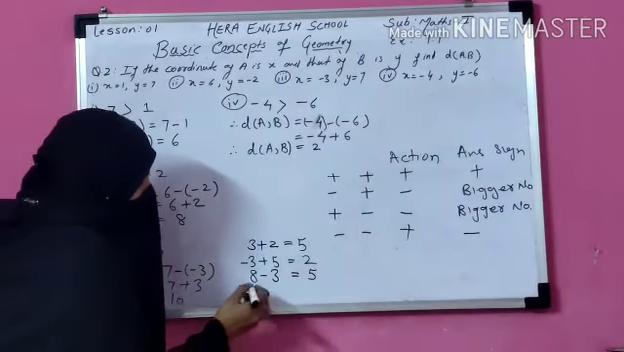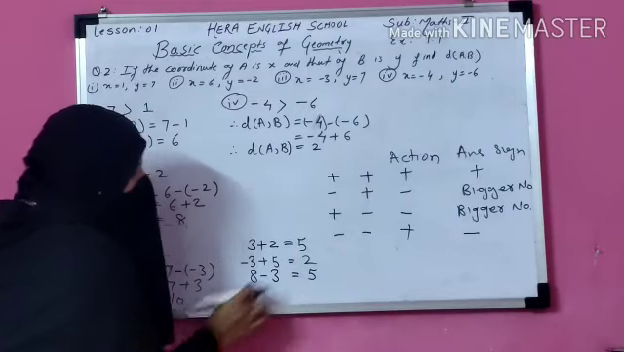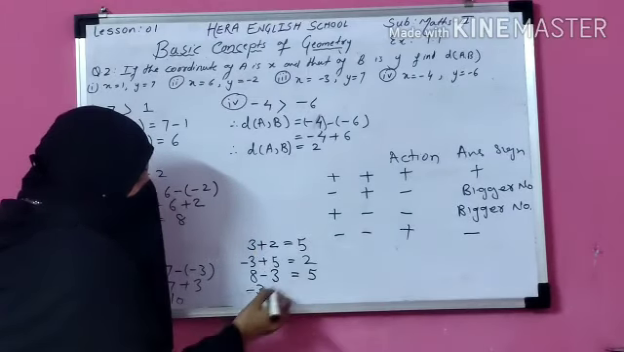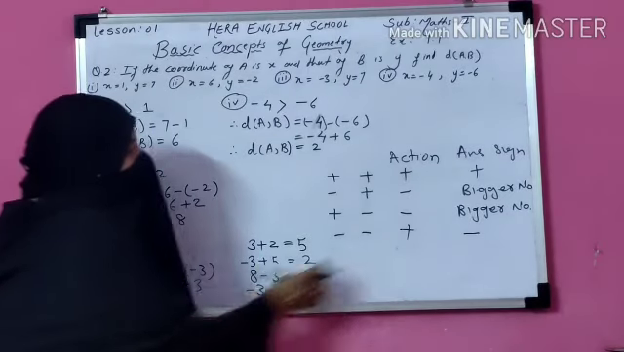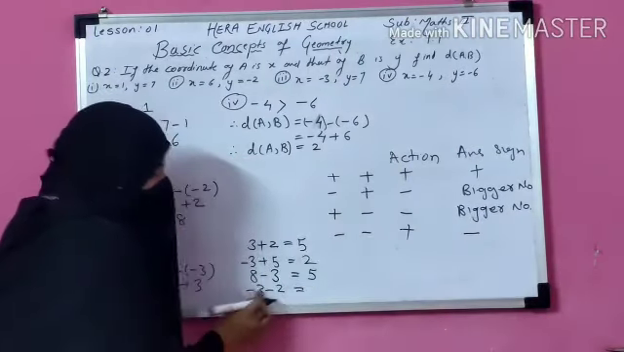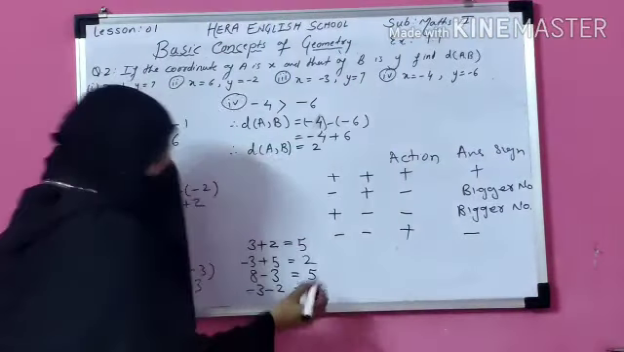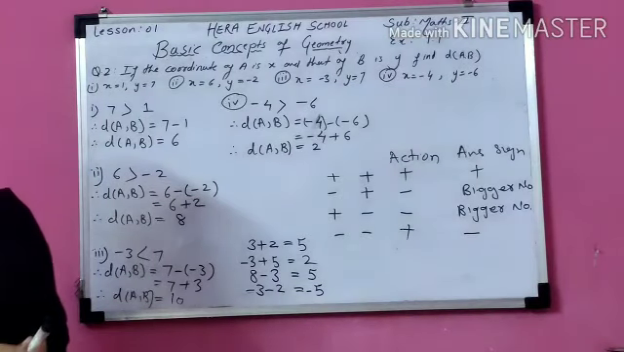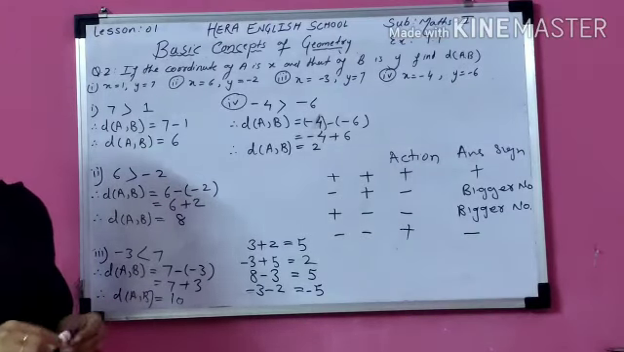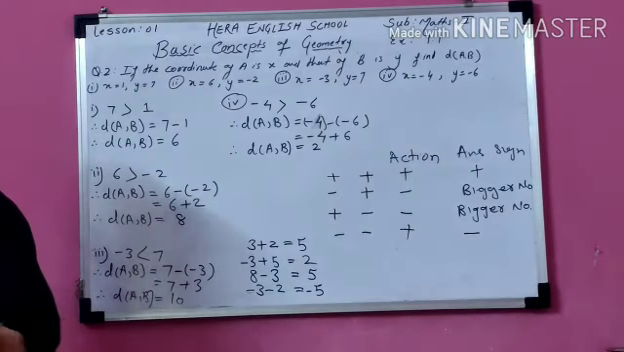One more case. Suppose your first number is minus 3 and second number is minus 2. That means both the numbers are in minus. Then minus minus action is plus. 3 plus 2 is 5. Answer sign is always minus. Okay. I think you got the idea of addition and subtraction of both the numbers. Try to solve question number 1 and question number 2.